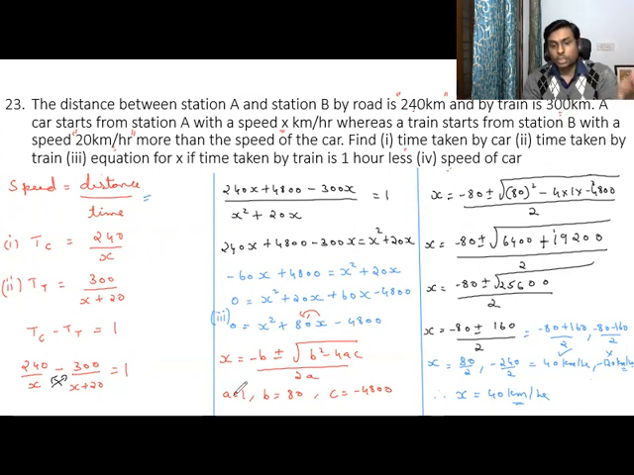This is a quadratic equation, put it in the formula. 80 square is 6400, 48 into 4 is 19,200. Add them, 25,600. Root of that is 160. Break it up in the exam, very simple. 256 into 100. Root of 256, 16. Root of 100, 10. So 16 into 10, 160. Then minus 80 plus or minus 160, that is minus 80 plus 160 and minus 80 minus 160. Speed cannot be negative, so it should be 80 by 2, which is 40 kilometers per hour. This is the speed.